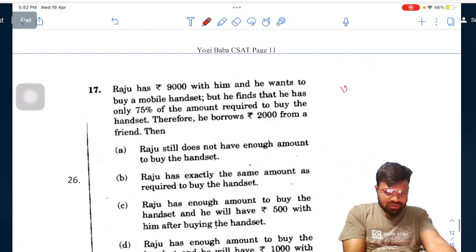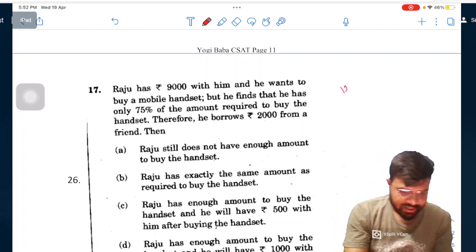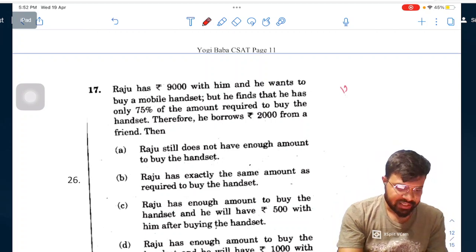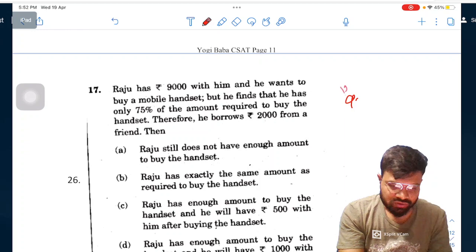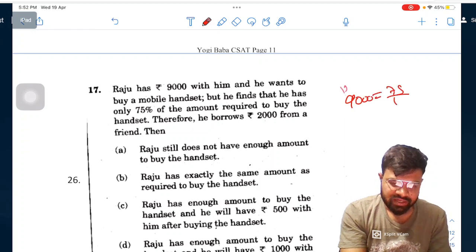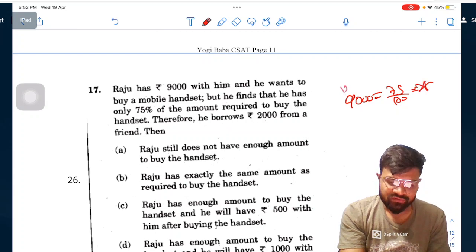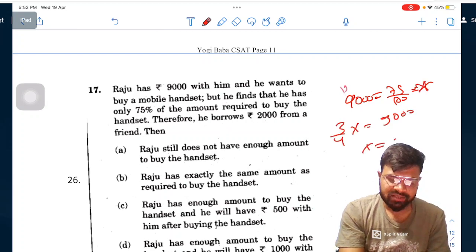Raju has 9,000 rupees with him and he wants to buy a mobile handset, but he finds that he only has 75% of the amount. So 9,000 is 75% of the amount, that is X. 75% is 3 by 4. So 3 by 4 of X is equal to 9,000. X is equal to 12,000.